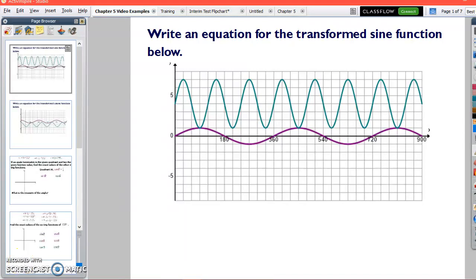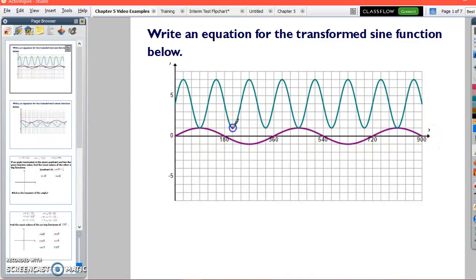For this problem, our goal is to write an equation of the teal function, which is a transformed function of the parent function sine. The first thing that I recommend doing when you're trying to write the equation is to identify where this central axis is.